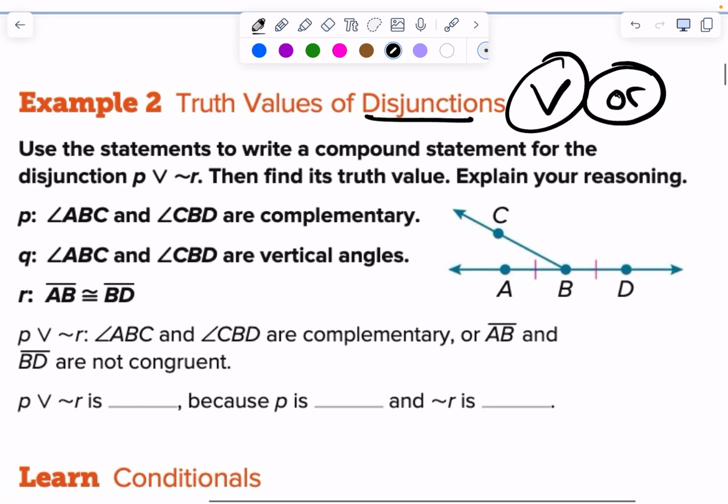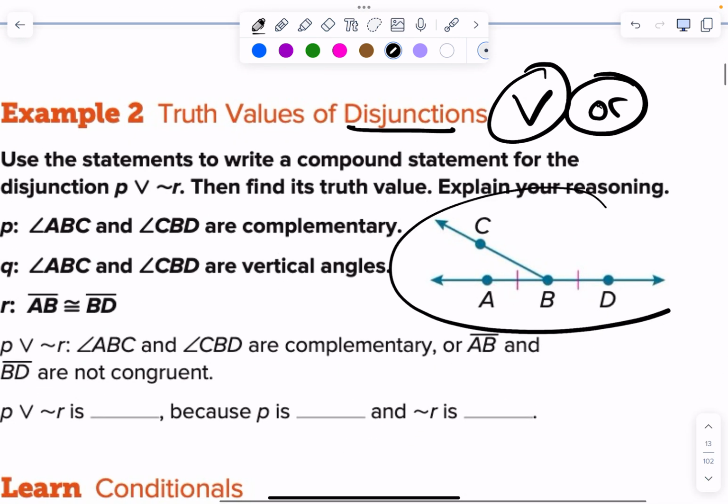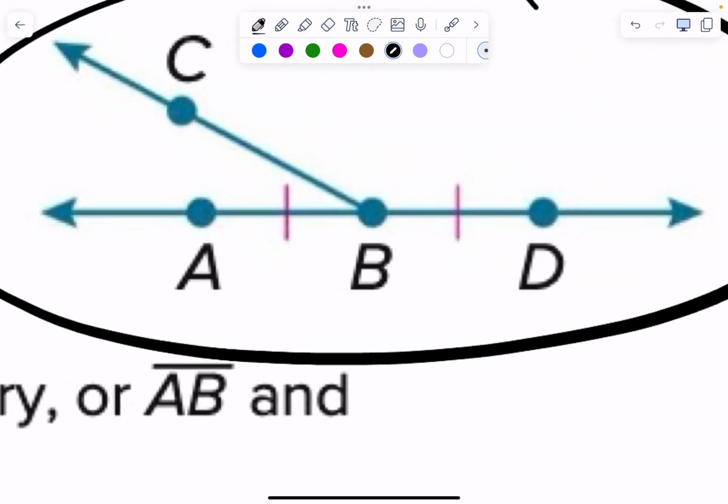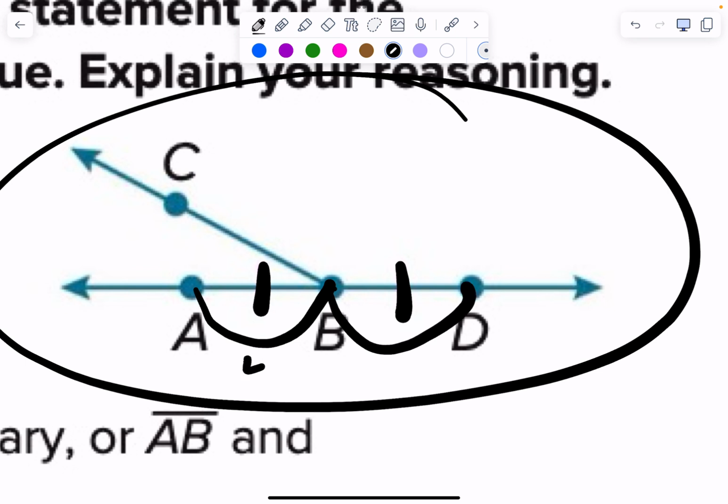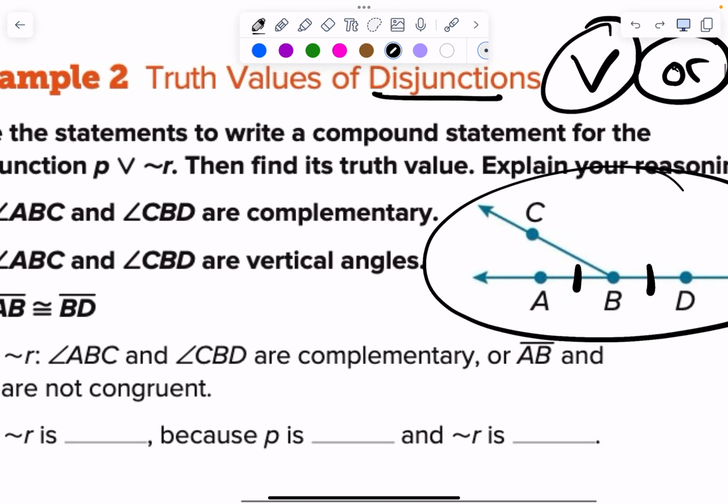Okay, so let's talk about this thing right here. Do you see this shape or this drawing? What do these little tick marks mean? They're the same. AB is the same length as BD. So if this is 4 units from there to there, this is 4 units from there to there. I don't know, right? But those are the same length. Got it?